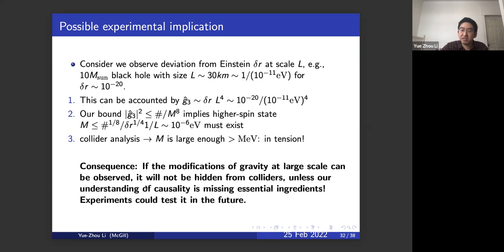So the consequence is that if the modification of Einstein gravity at large scale can be observed, it will not be hidden from the collider, unless our understanding of causality is missing some essential ingredients. So let's let experiment test it in the future. We are pretty conservative.